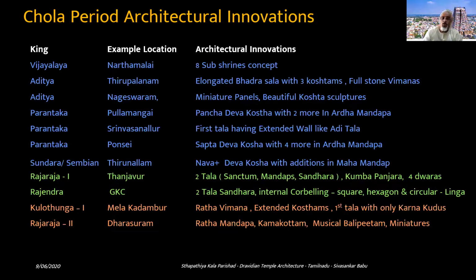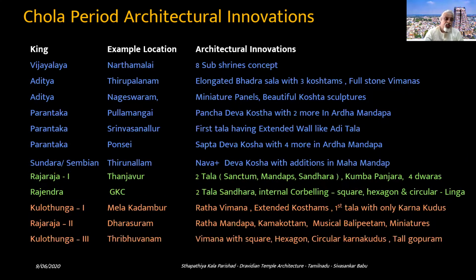Rajaraja II, down the line, did some more innovations. They started with Darasuram, having a Rathamandapa, and then building a separate Kamakotam, like for Parvati there is a separate temple. Balipidams and then the Dvajastamba got more ornamental and were built with a musical Balipidam. And again the period of miniatures comes back, and this time for the Periya Puranam, 64 panels.